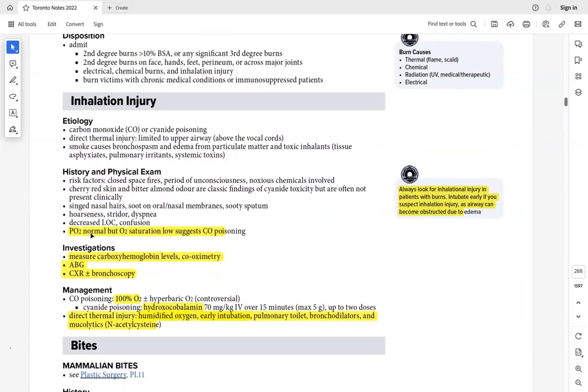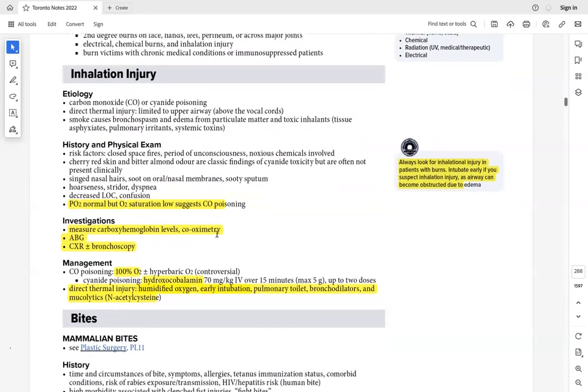And they can give you that the PO2 was normal, oxygen saturation is low. So what does it suggest? If they're saying the patient has a history of headache, nausea, vomiting, mild intermittent headaches, and the oxygen saturation is low. Partial pressure of oxygen is normal, but the saturation is low. So it is most possibly carbon monoxide, and we have to give them oxygen.